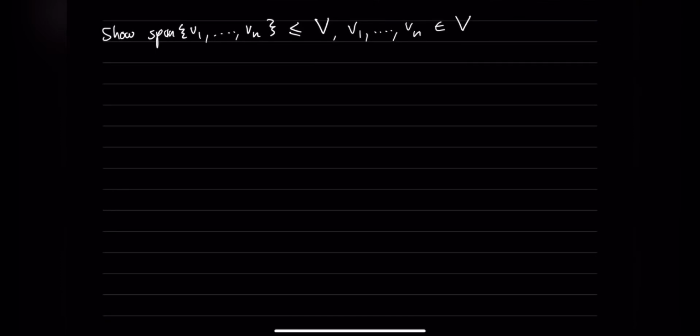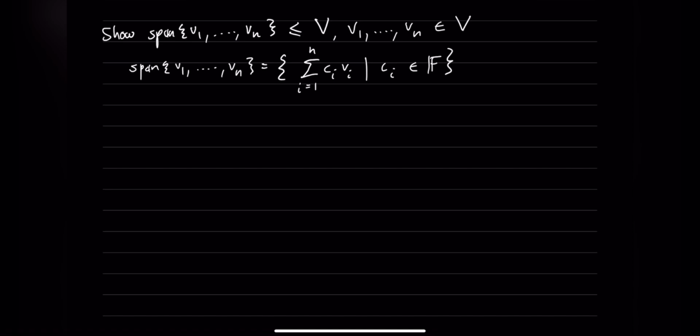Today we'll be showing that the span of vectors is a subspace of V, where V is a vector space over a field, and each vector is in the vector space. To start off, we will recall the definition of span. The span of a set of vectors V1 through Vn is the set containing the sum from 1 to n of Ci Vi for each Ci in a field F.